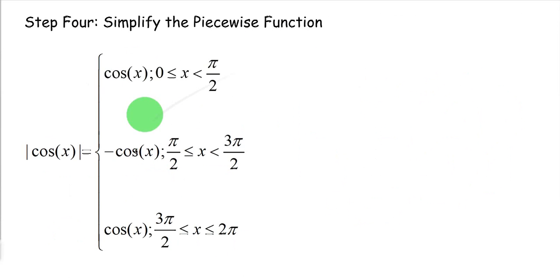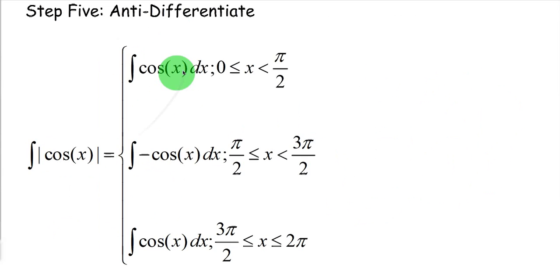Step 4 is to simplify this. Now, there's really no simplification to do because you're just multiplying that middle piece by -1, so we're going to move on to the next step. Now that we've broken them up into pieces, the antiderivative of absolute value of cosine of x will just be the antiderivative of each of these pieces. This is going to be simple. Antiderivative of cosine is sine. That means the antiderivative of negative cosine is negative sine. It's going to be sine as well for the third piece.